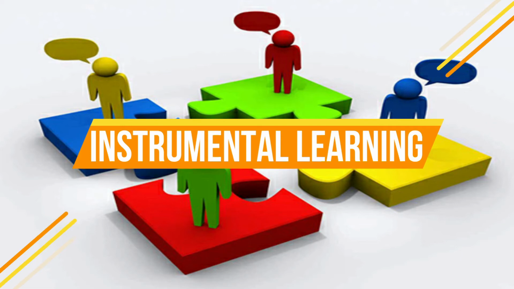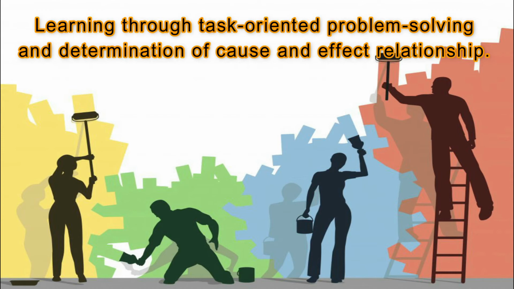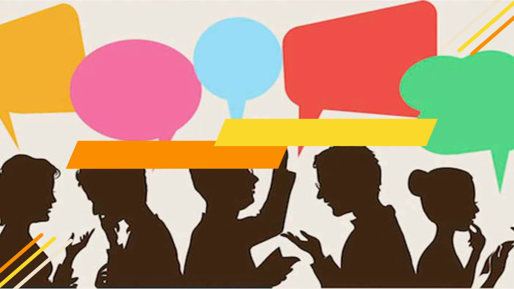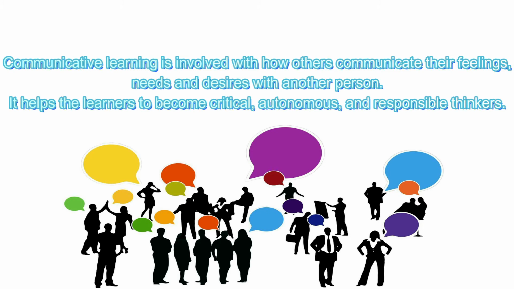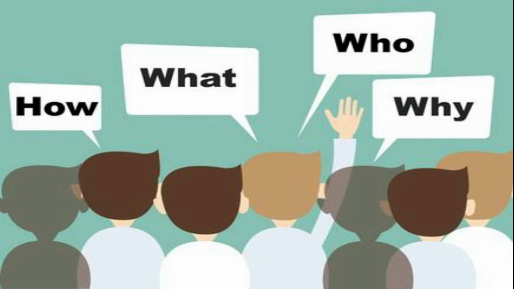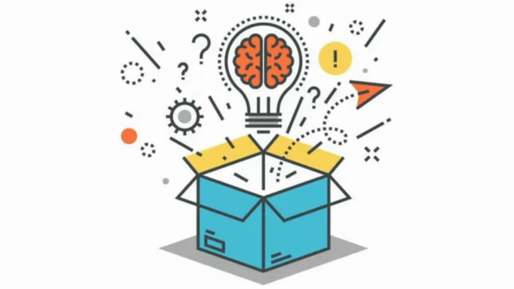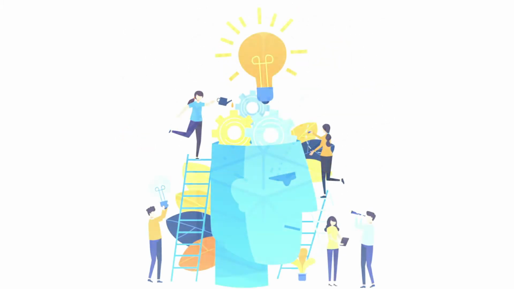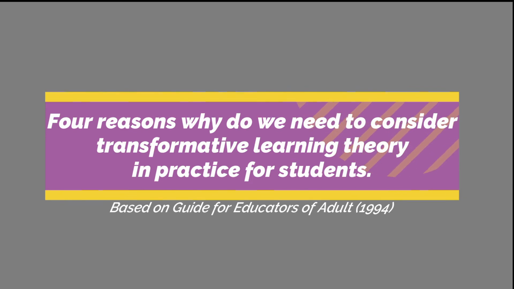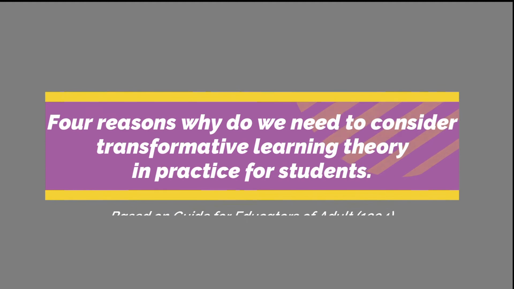Instrumental learning. Instrumental learning focuses on learning through task-oriented problem solving and determination of cause and effect relationship. Communicative learning. Communicative learning is involved with how others communicate their feelings, needs, and desires with another person. It helps the learners to become critical, autonomous, and responsible thinkers. For example, the common art of questioning in the classroom can enhance the communication skills of the students. Providing higher order thinking skills questions among the class will increase the level of their knowledge. On the other hand, as they develop themselves, they will also learn to appreciate the diverse ideas of their fellow learners. Based on the Guide for Educators of Adults, 1994, there are 4 reasons why we need to consider transformative learning theory in practice for students.